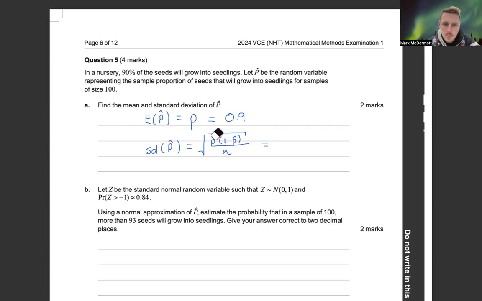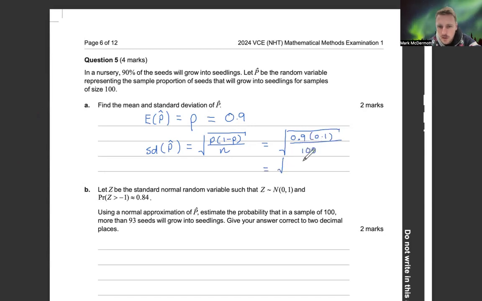And I just got this symbol wrong here. So this would be P times 1 minus P all over N. So the standard deviation for the sample proportion is given by 0.9 times 1 minus 0.9. Well, that's 0.1 divided by 100.